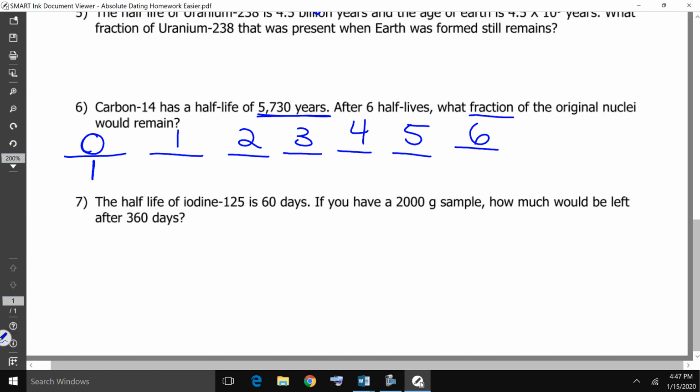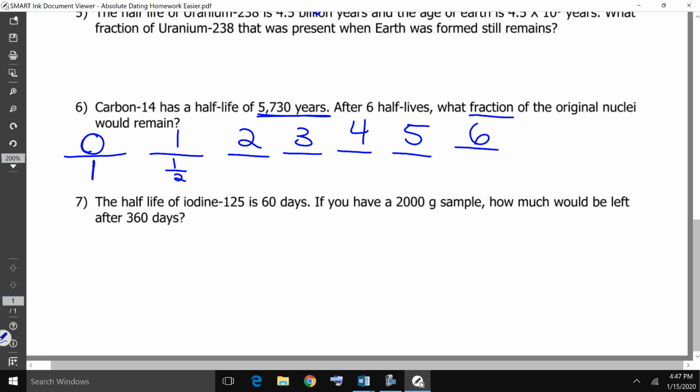So we can always use this as a placeholder. Sometimes they don't even give us the half-life. It just says after 3 half-lives, how much would we have left? So you can always use these numbers as placeholders. And so on the bottom here, I'm going to use fractions. After 1 half-life, half is remaining. So down here, here's a half.